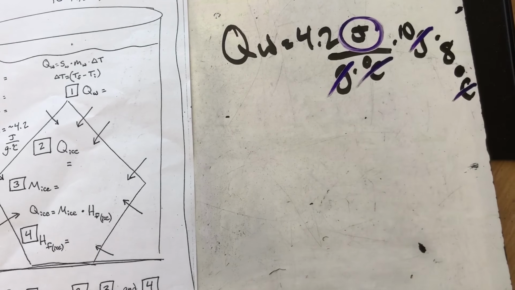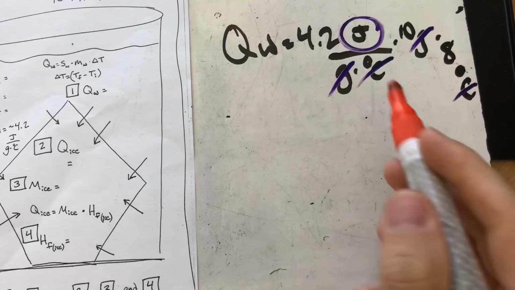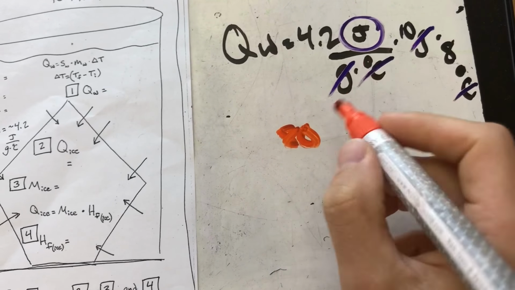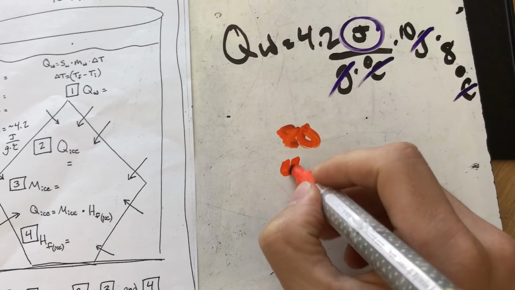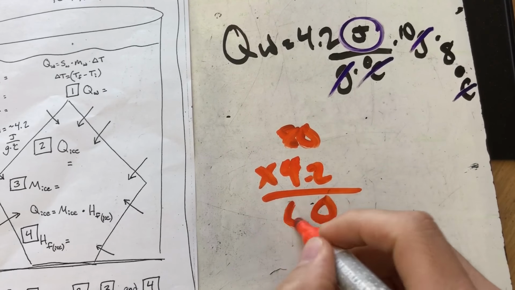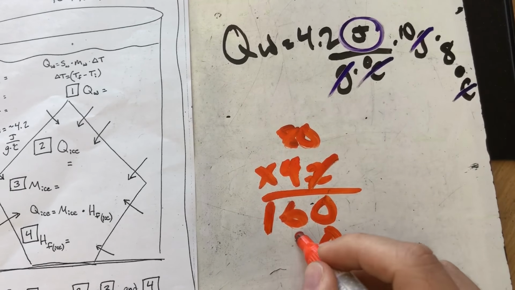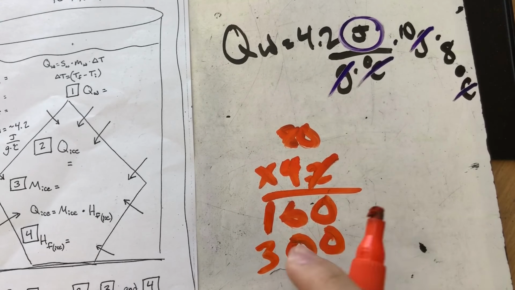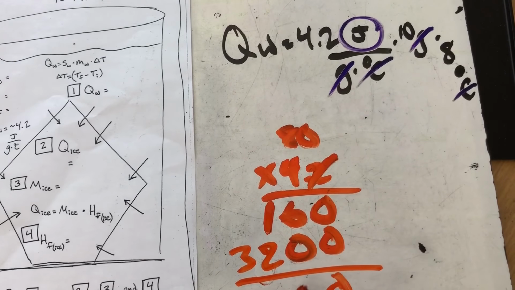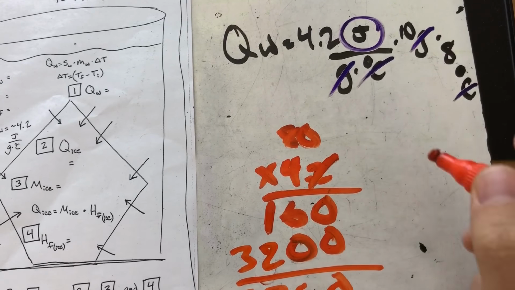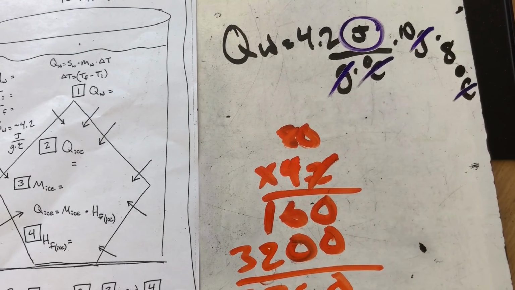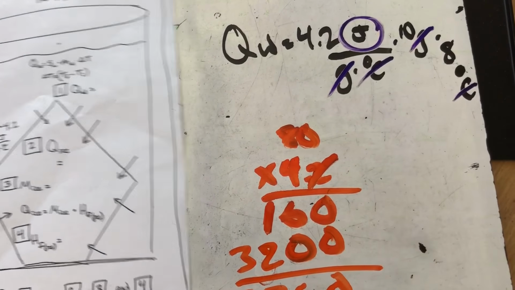And this is where it'd be really good for me to have a calculator. Okay, 8 times 10 is 80. So this is 80 times 4.2. Let's just do this the old-fashioned way. 0, 6, 3, 3. Okay, so our QW, let's go back to black because the orange is too wide.